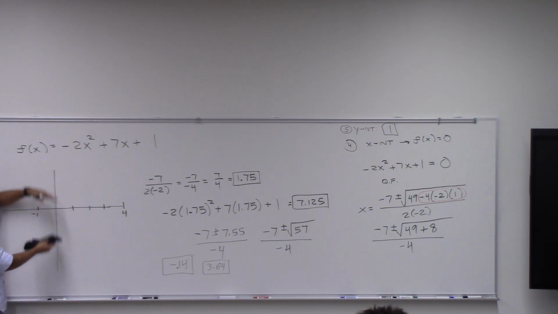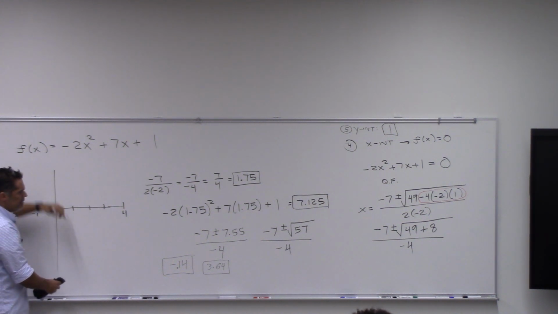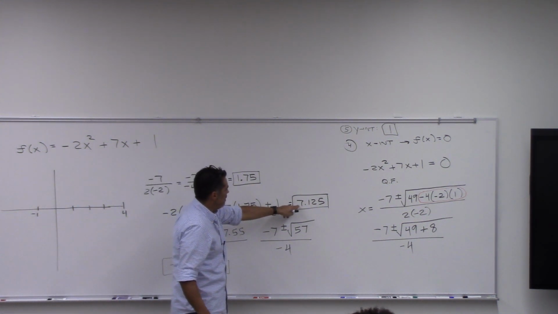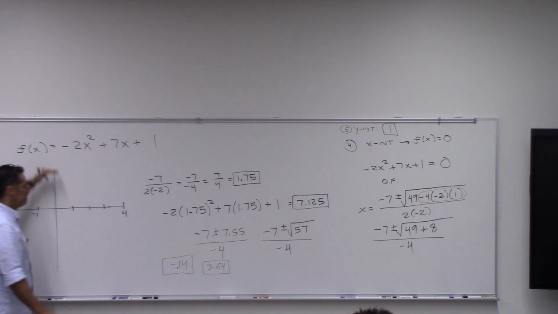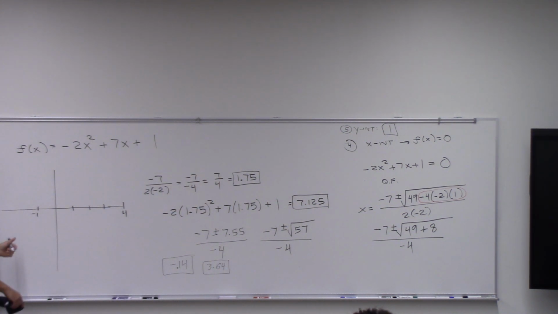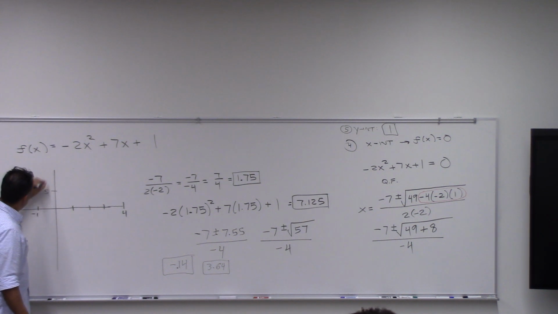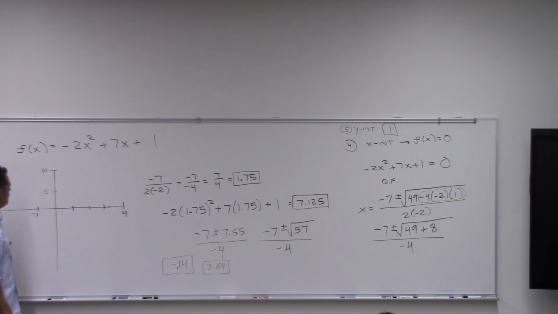And how big is my y stuff? So my vertex, this is the k, right? That's 7. So I need to be able to go up 7. And it's going to open down. So I'm just going to say this is 5, and this is 10. All right, here we go.